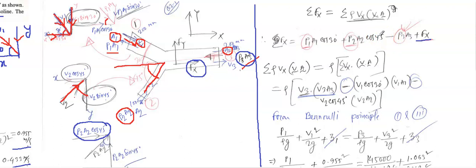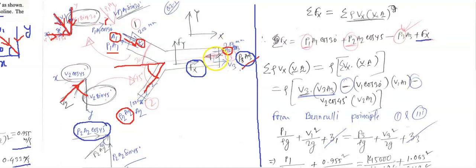Now calculate the momentum. This is the sum of rho Vx v dot A. If we take this rho out, then it is Vx v dot A. If you remember, I said this is the rate of change of momentum. I said we will solve every problem using the same principle: the final momentum minus the initial momentum. The final momentum is for section 3, and section 1 and section 2 will be the initial momentum. So let's calculate for section 3.